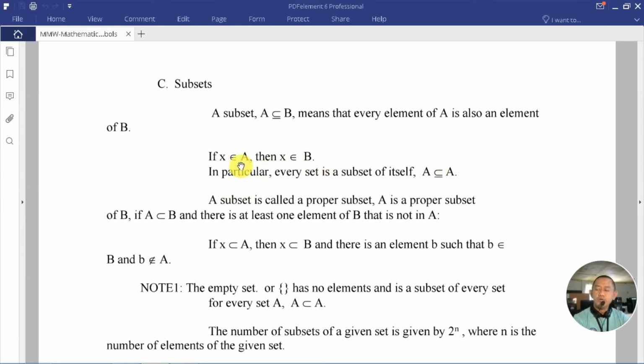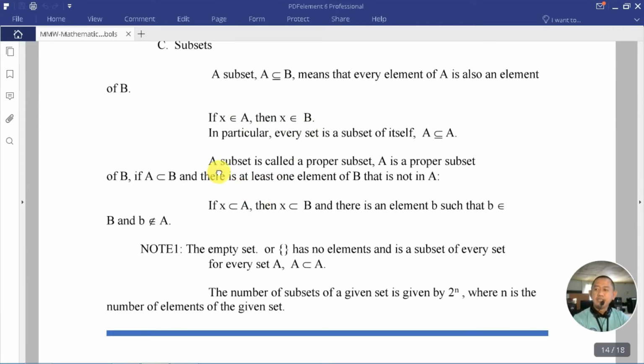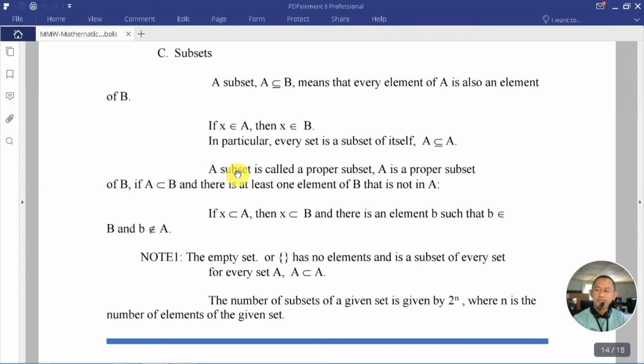Meaning, for a subset, whatever is in A is also in B. A subset is called a proper subset if A is a proper subset of B when there is at least one element in B that is not in A.